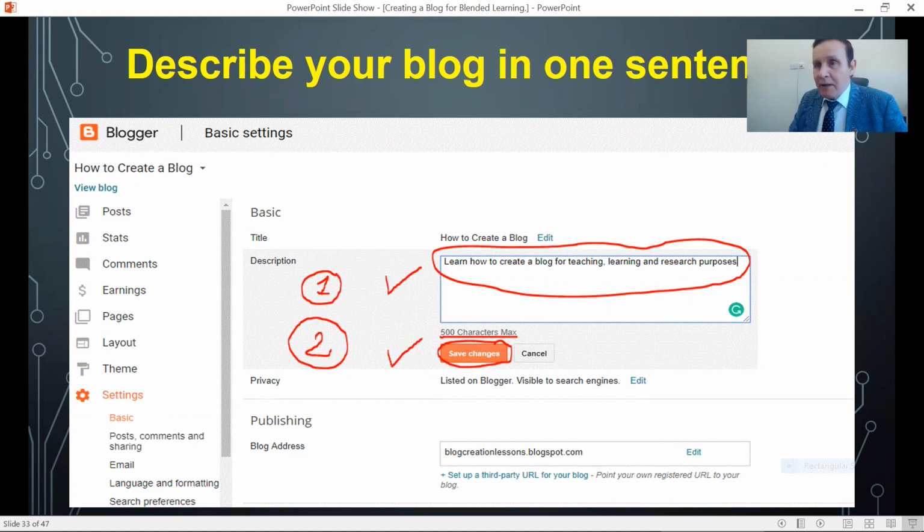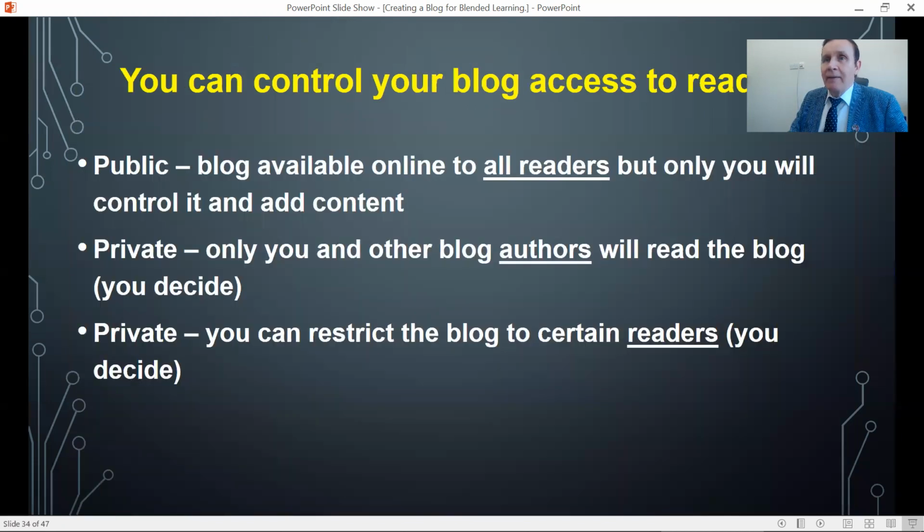And you have a step-by-step process here. You click Save Changes, and you got it there on your blog. You can control your blog access for different people as much as you like. It can be public or private.